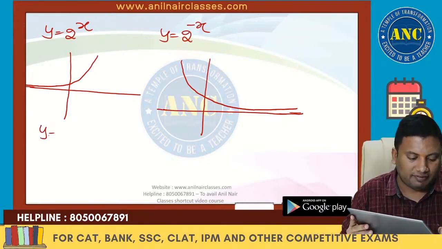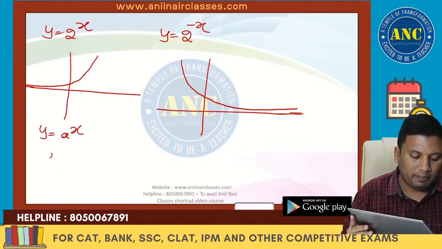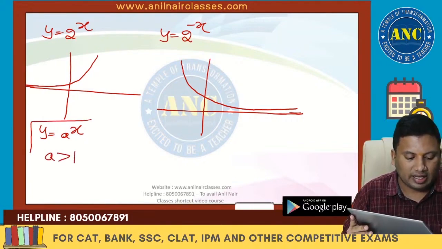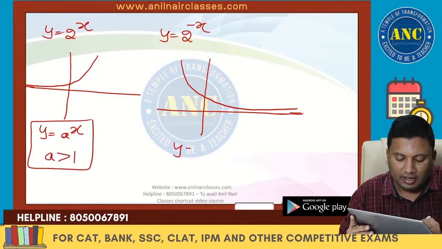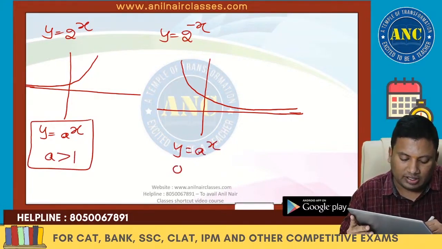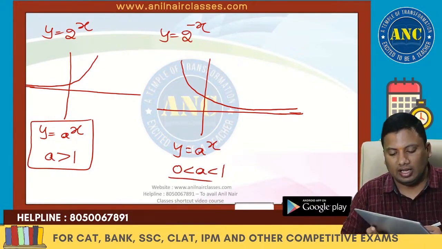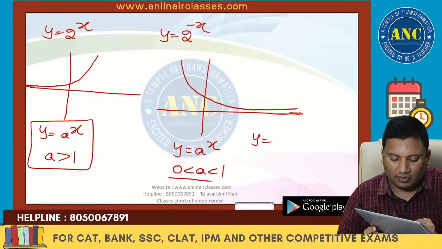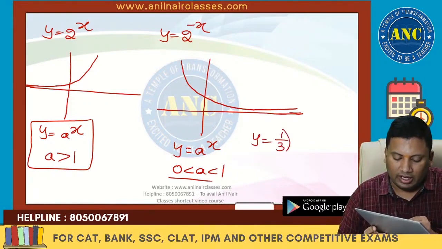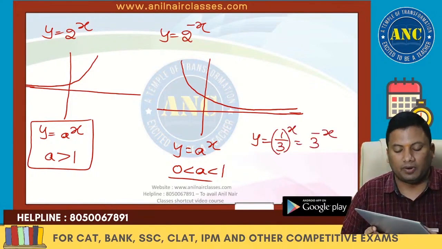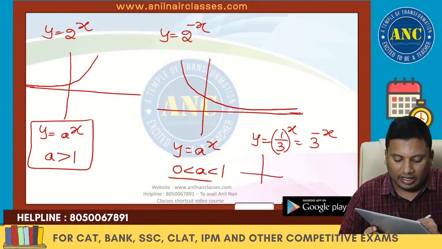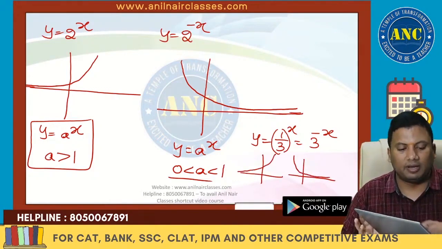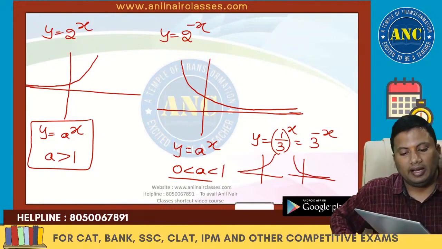So this is the graph for y equals a power x, a greater than 1. This is the graph for y equals a power x, 0 less than a less than 1. If anybody asks what is the graph for y equals 1 by 3 power x, this is nothing but 3 power minus x. For a value greater than 1, the graph will be like this. I hope the idea is clear.